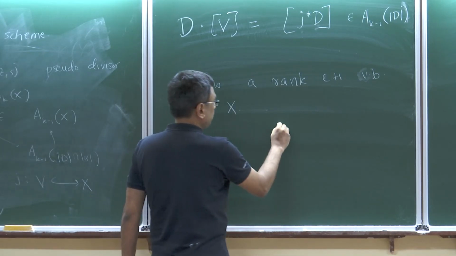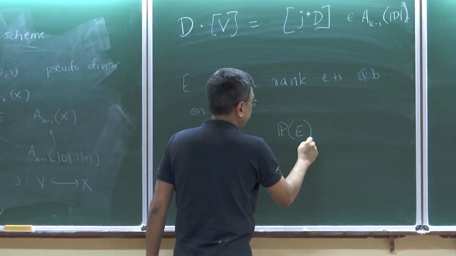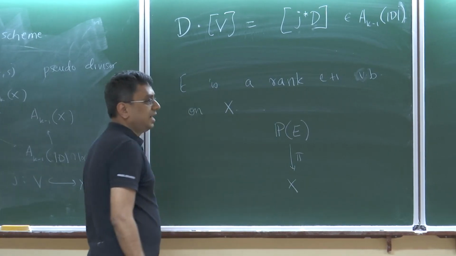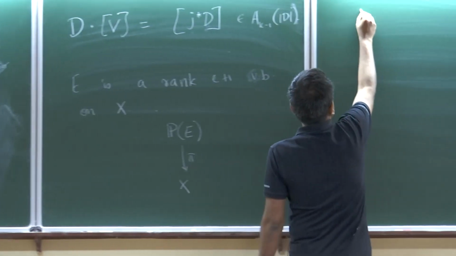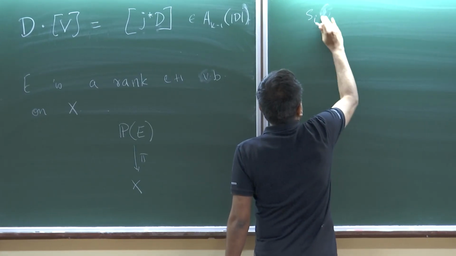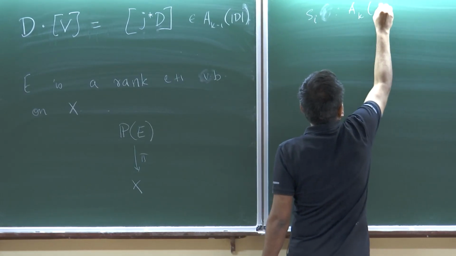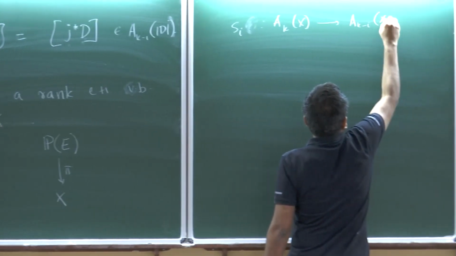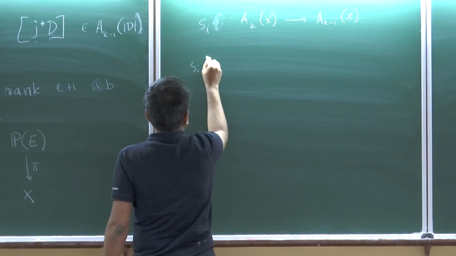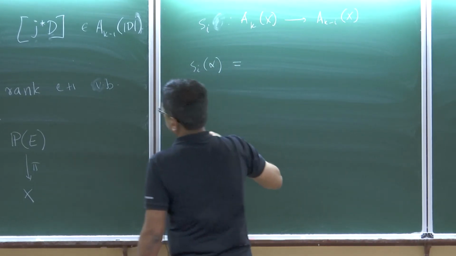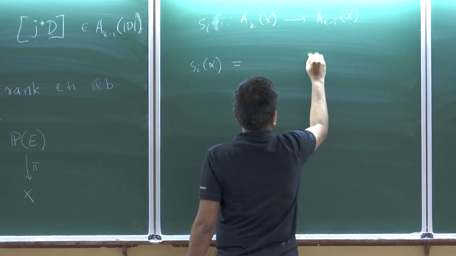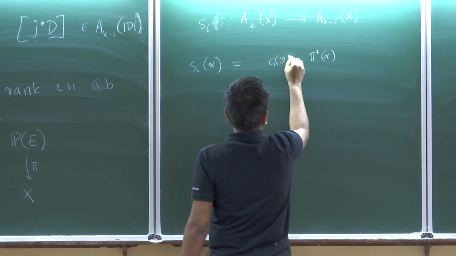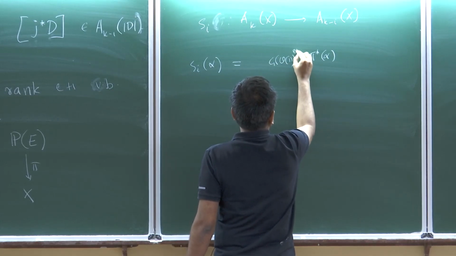Then I construct this P(E), and I have this map π to X. First we define the Segre classes S_i. This will be an operator from A_k(X) to A_{k-i}(X). And how is it defined? S_i(α) is equal to, you pull back α, you take cup product with c_1(O(1)) to the power e+i.